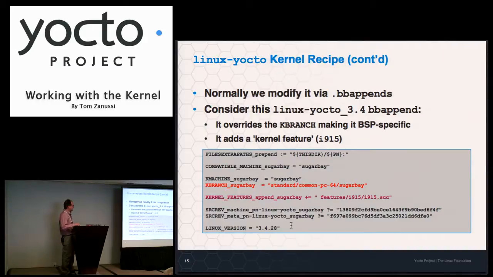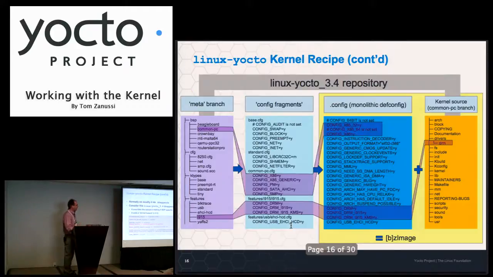And the other thing it's doing is using one of the kernel features that I mentioned from recipe space. This is one way to do it. You could also directly include this feature in the repo itself, but this is just to show that you can do this from recipe space if you want to. So it's appending a feature called i915, which is a graphics feature required for this particular machine.